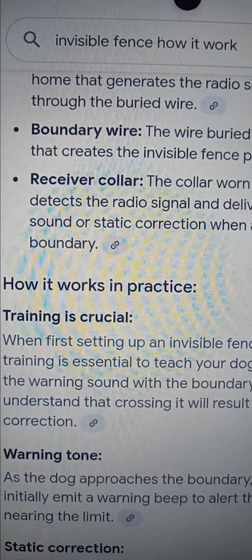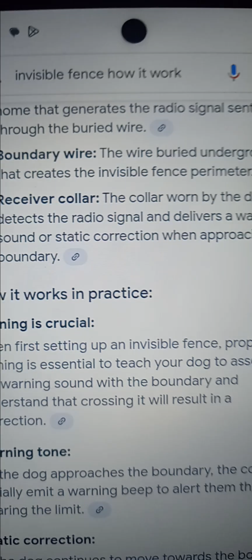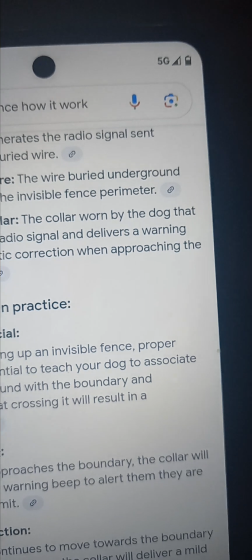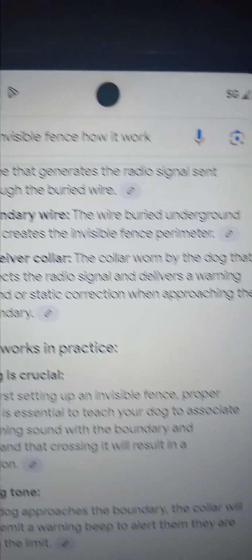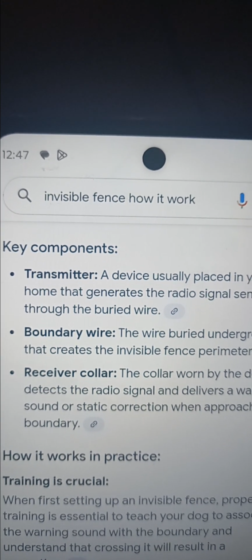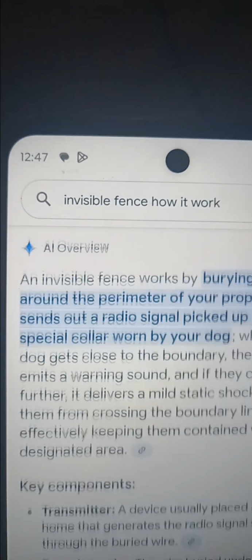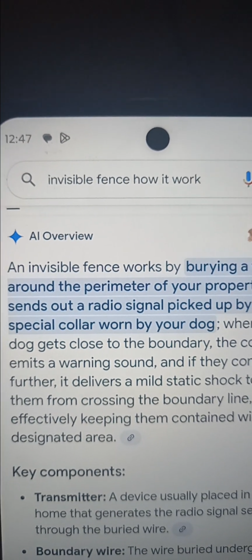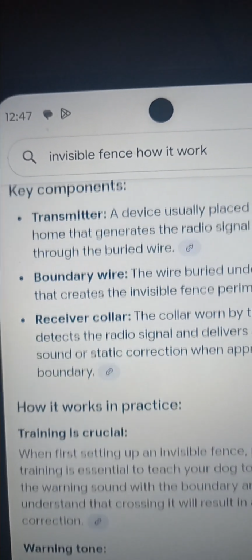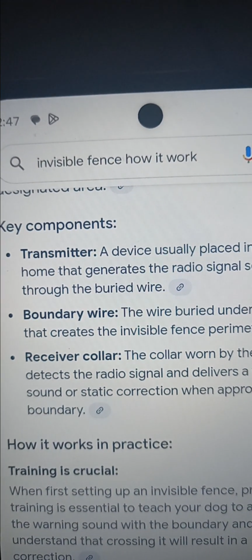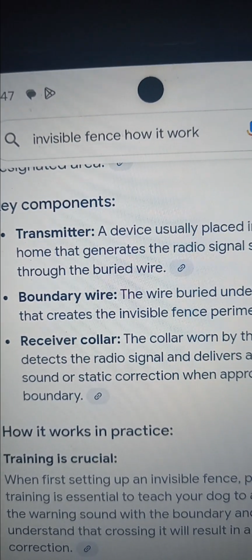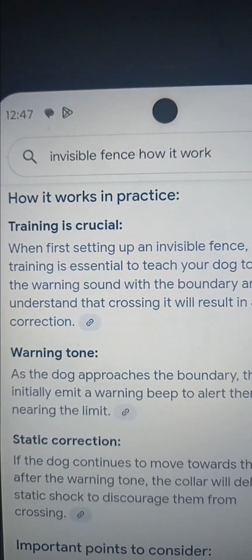it is training is crucial, they say. Training is AI training or training chatbots. It's crucial to train them because they were running around. Do you see what Sam Altman did? You see what Google did? What's this called again? An invisible fence. Do you see what they did? You see the racketeering here? A transmitter, a boundary wire, and receiver. Training is crucial.